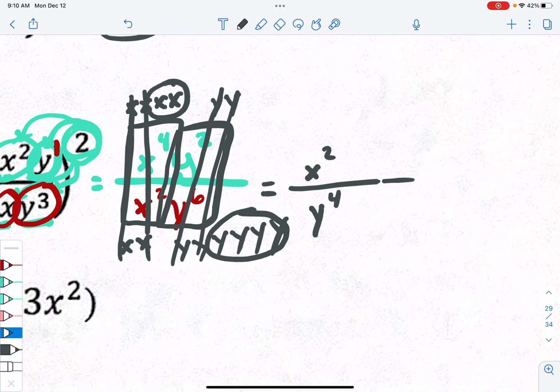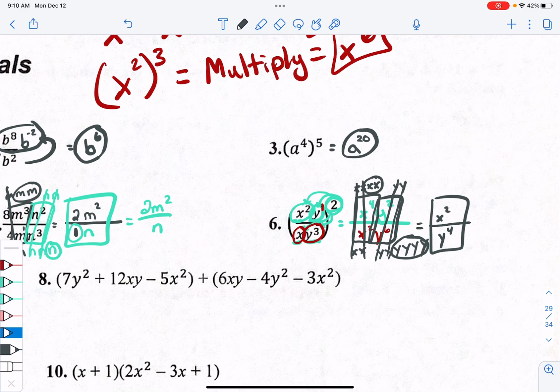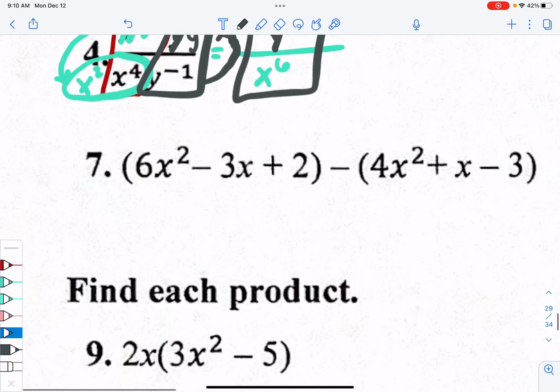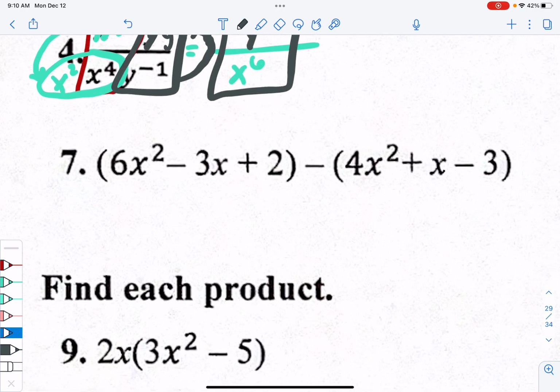So again, some of you guys can do that without actually writing it out, and that is totally fine. There's my final answer, okay? All right, we're just combining stuff. All right, now let's go to combining like terms. Number 7. Okay, take a look at number 7 and decide, what operation are you doing?